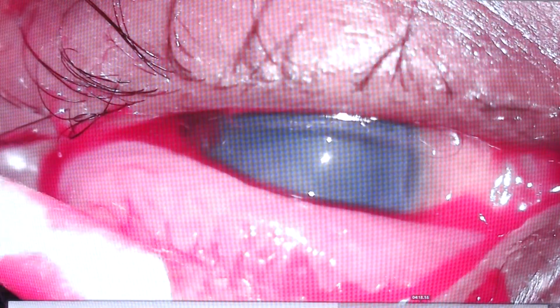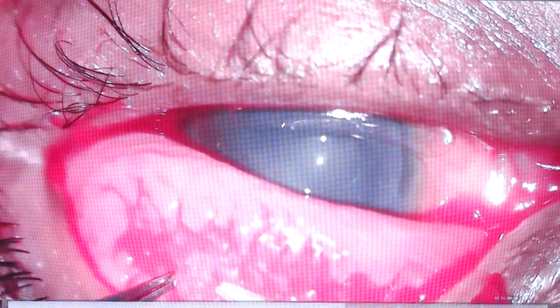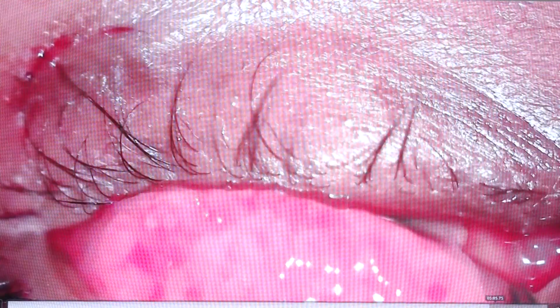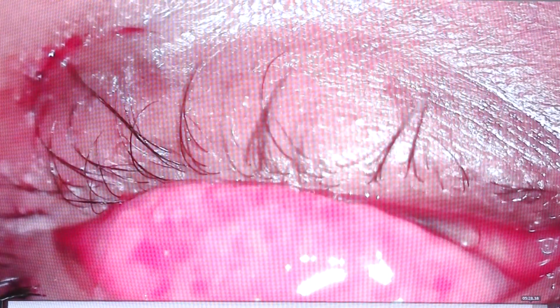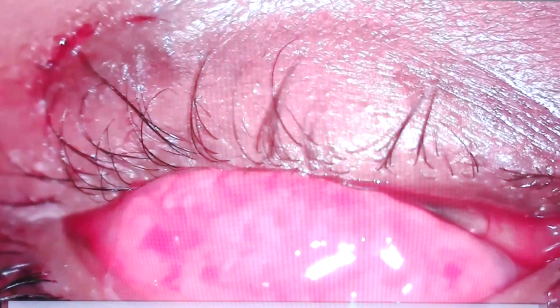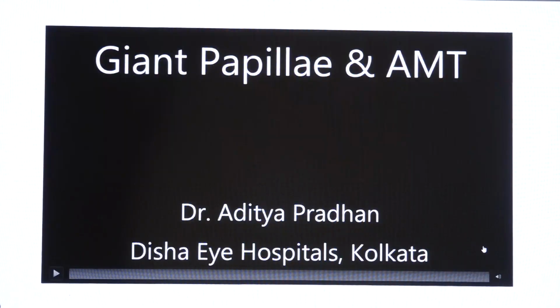So in this eye, the AMT has already been done for the shield ulcer. It is just the continuation of the same. I think the AMT part is not in this, but yeah. After you achieve such a surface, you just apply the AMT as shown in the previous video. Yeah, here I have put absorbable sutures, Vicryl.